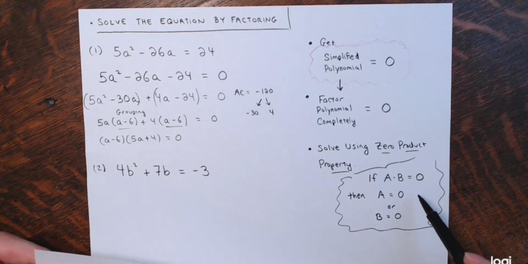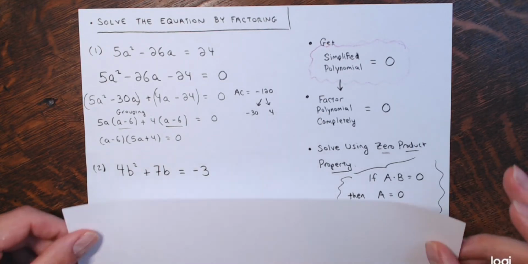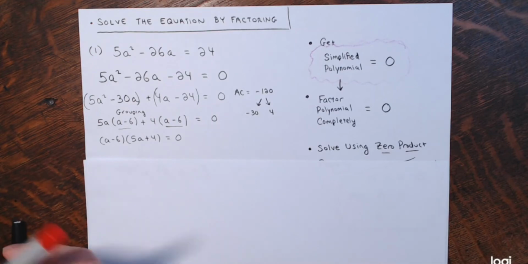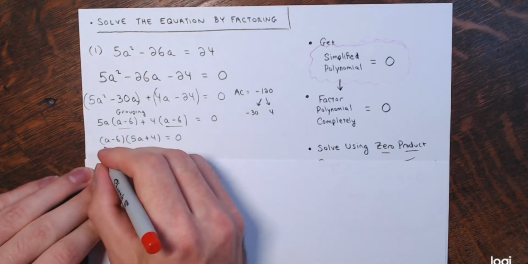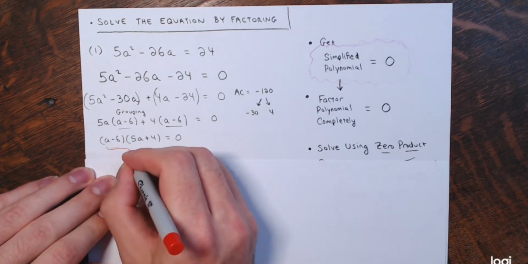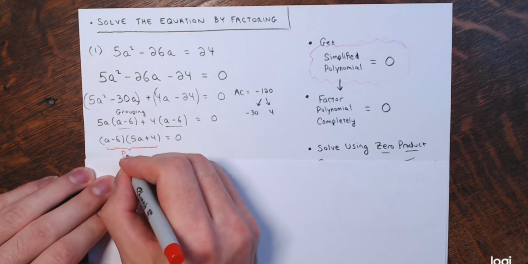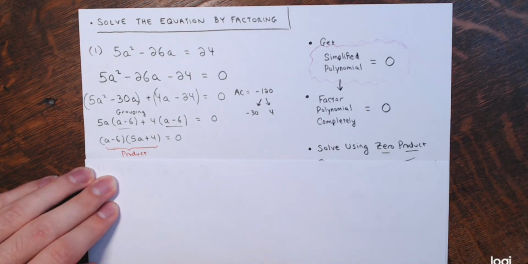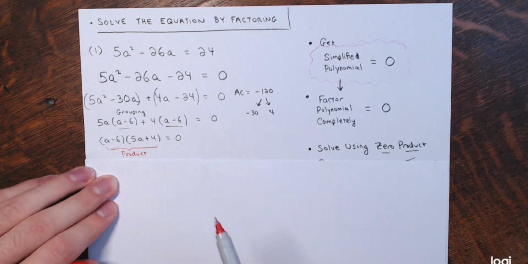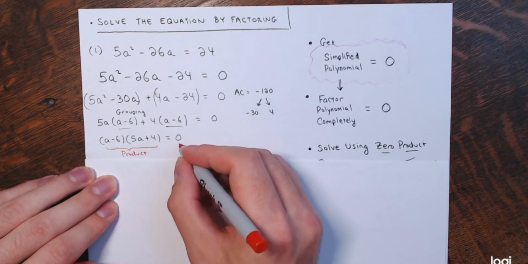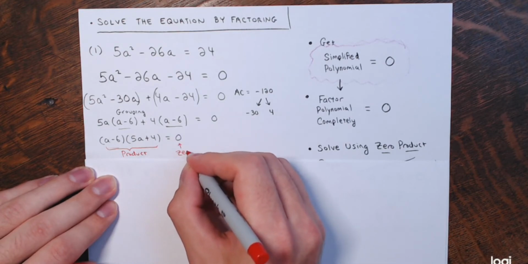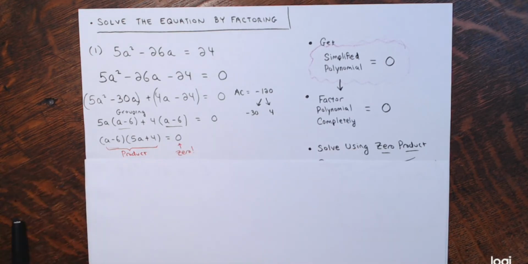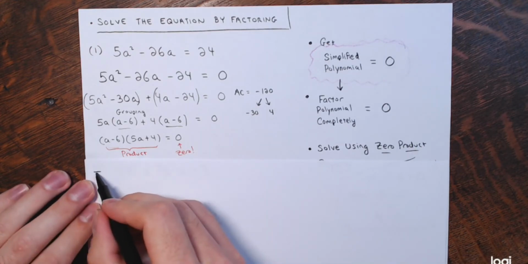Now comes the zero product property part. Because here I have what I want when I'm applying the zero product property. I've got on the left side here a product of two factors. And it doesn't have to be two factors, it could be 3 factors, 4 factors, but for the most part, we're going to be seeing 2 factors. I've got a product equal to 0. And again, it's got to be 0 on the other side in order to apply this zero product property.